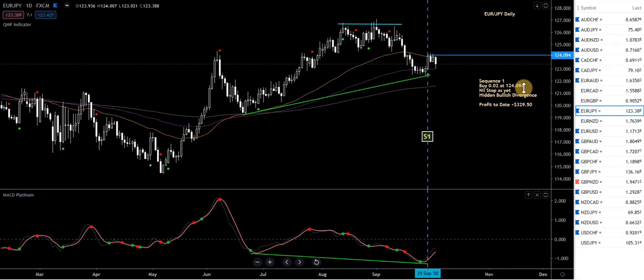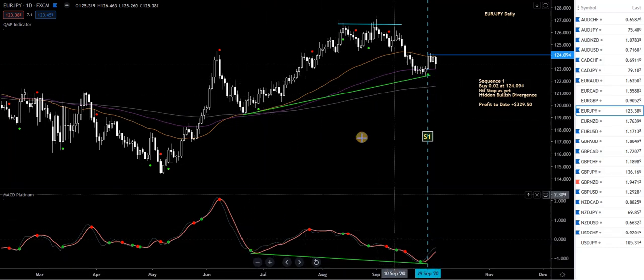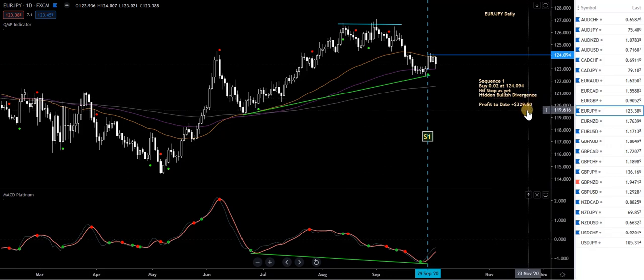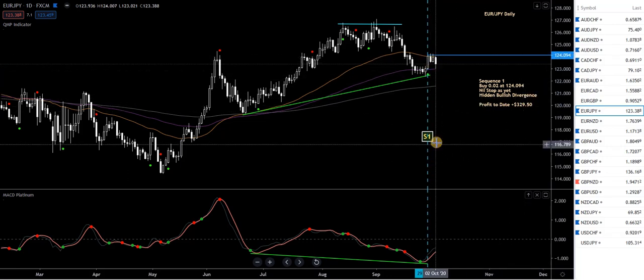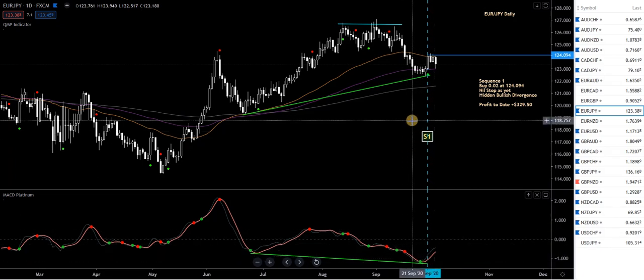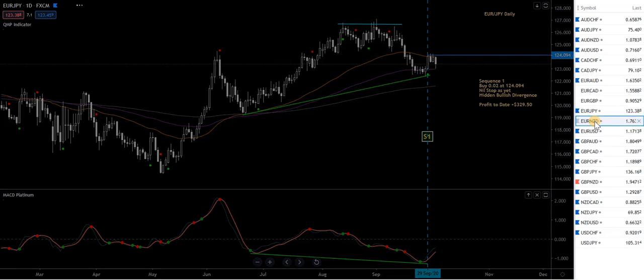Euro Yen in a buy here, very similar to a lot of these other trades. Got big hidden bullish divergence, you can see it there. Even my notes reflect that. Took a buy in here, it's just gone against me. MACD Platinum still below the 0 level, so I'll be trying to work my way out of this even though we're not making any money at the moment.